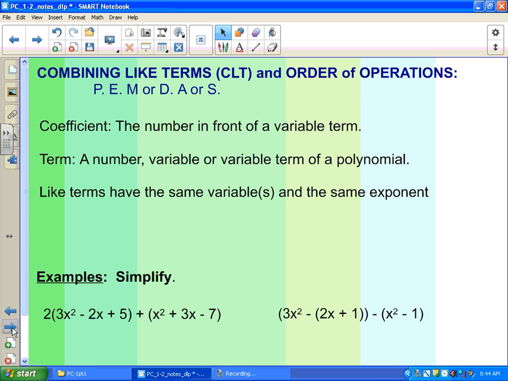All right, a few new terms to define here. A coefficient is a number in front of a variable term. An example of that, if I had 3x, 3 is my coefficient. A term is a number, a variable, or a variable expression, which means having a coefficient and a variable written together, or a variable term of a polynomial. And so the example we had up there, 3x would be a term, a constant could be a term, or just a variable could be a term. And like terms have to have the same variables and the same exponents, or be just constants.